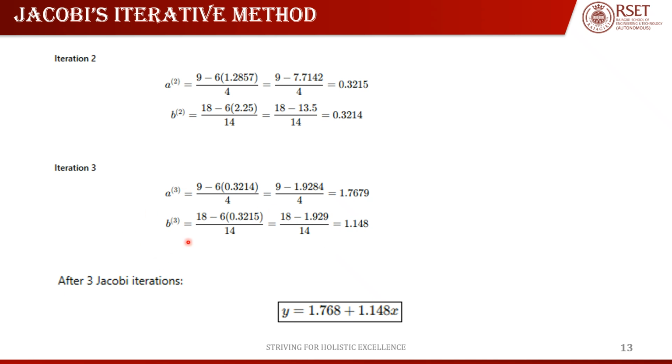So you had the curve y equals ax plus b, and your a is approximated as 1.7679, and your b is this one. So y equals 1.768x plus 1.148. This is approximated as 1.78. Okay, so this is the way you do the Jacobi's iteration. So we'll just do one more problem.